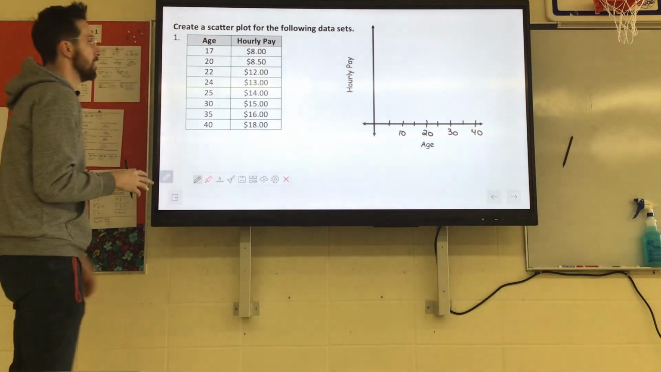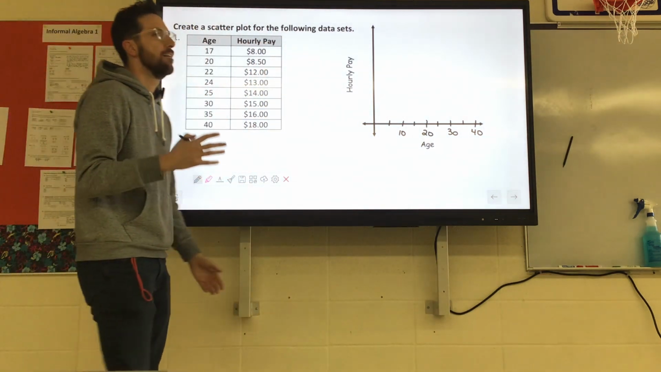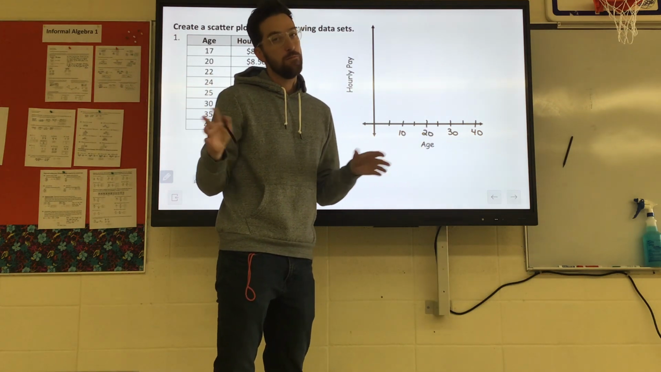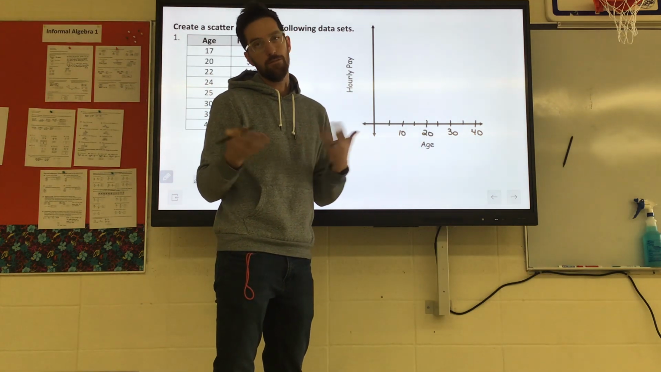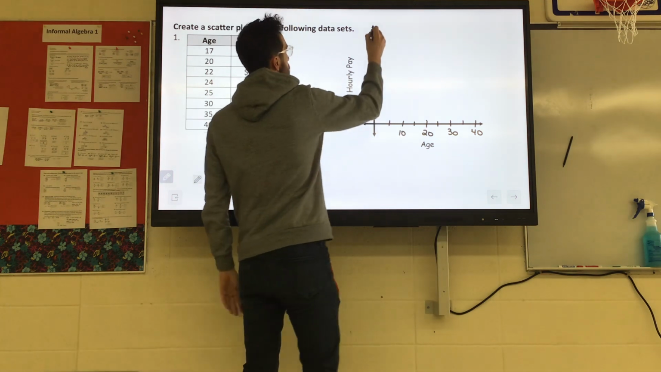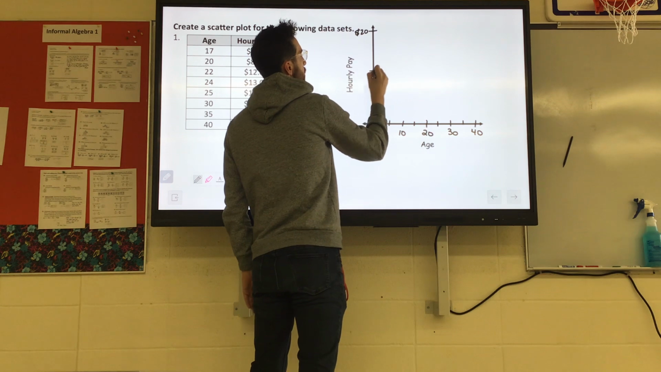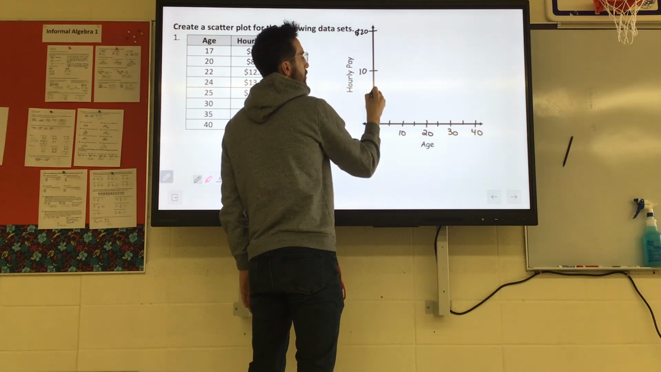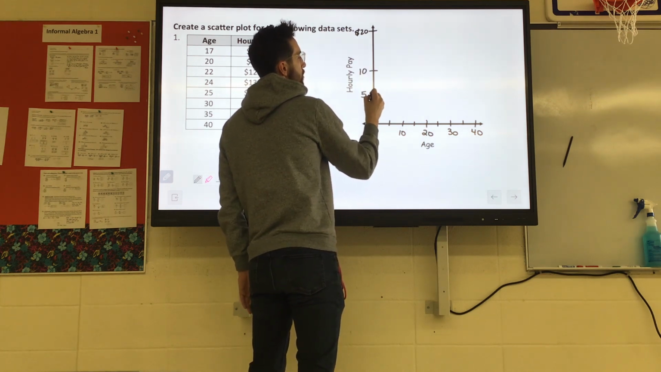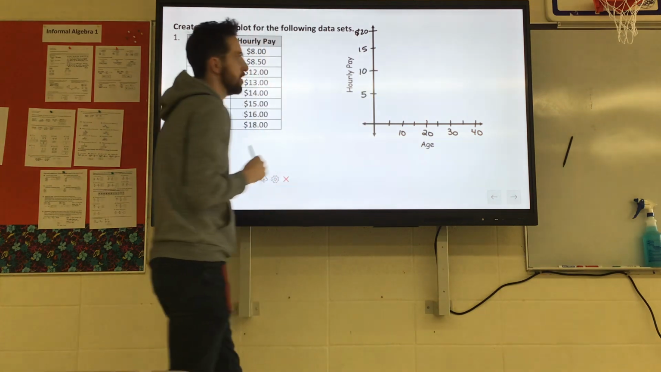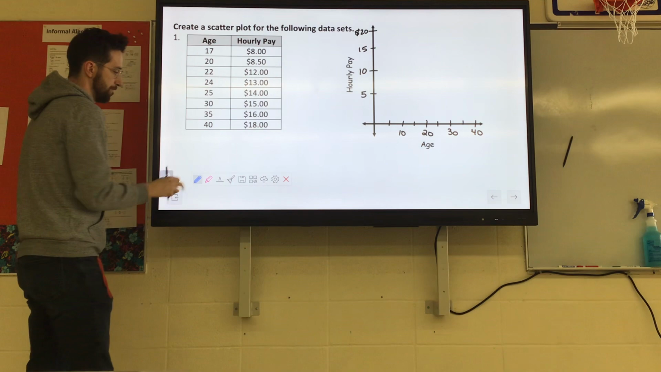The hourly pay, I see the highest one is 18. You could divide $18 by 4, but I think it's going to be easiest if we use 20. So we can just make this $20 up here, because that's easy to split in half. Half of 20 is 10. Half of 10 is 5. So 5, 10, middle here would be 15. And then we're ready to start putting on some dots.